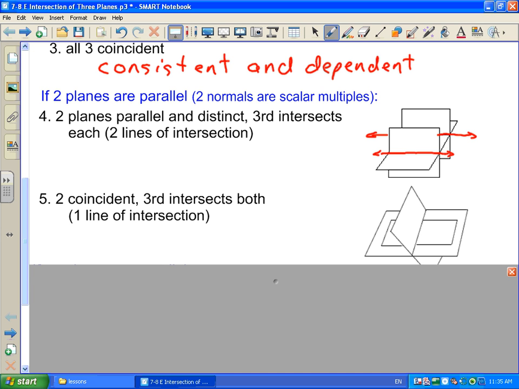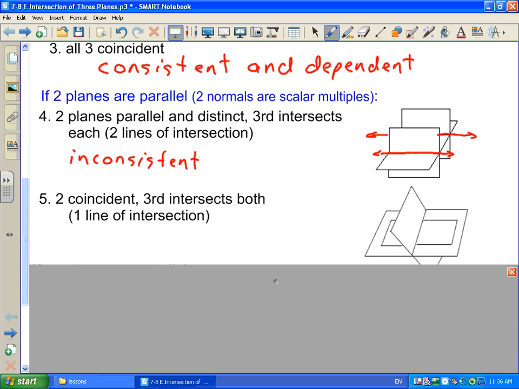Is this system going to be consistent or inconsistent? What do you think, Richard? It's going to be inconsistent. You can have a point that is on both this plane and this plane. You can have a point that is on both this plane and this plane. But because these two are parallel and distinct, they're going to have no points in common. So there can't be a point that is on all three of these planes. So this system is going to be inconsistent.